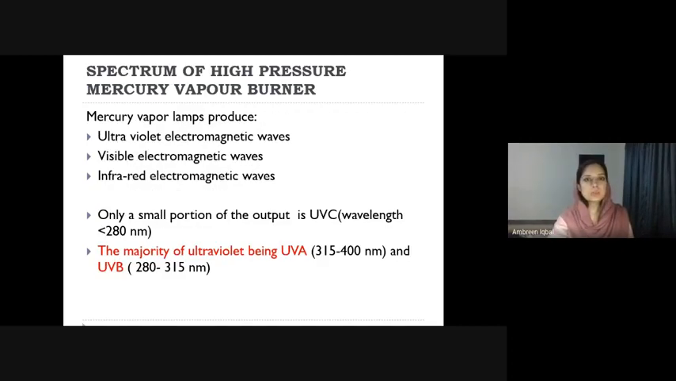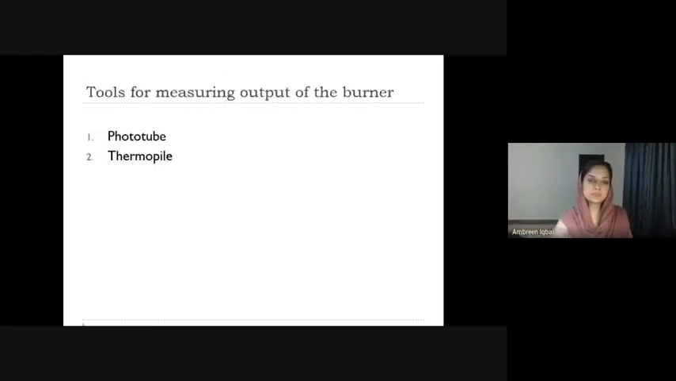Now we'll talk about the spectrum of the high pressure mercury vapor burner, meaning the output of the mercury vapor burner. As we were discussing, the output is of three types: ultraviolet radiation, visible electromagnetic radiation, and infrared electromagnetic radiation. Only a very small portion of ultraviolet C is produced, C meaning less than 280 nanometers, and the majority of ultraviolet produced by this lamp is ultraviolet A and ultraviolet B.